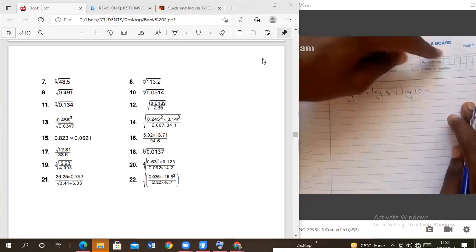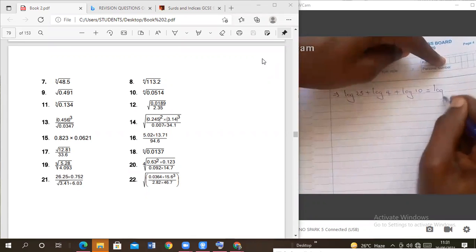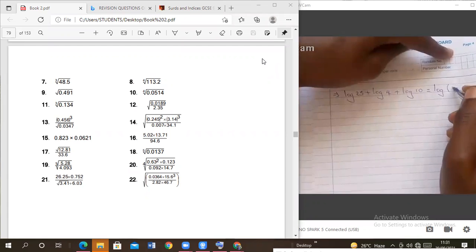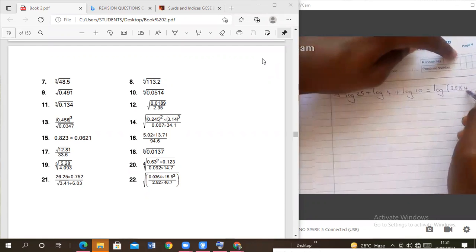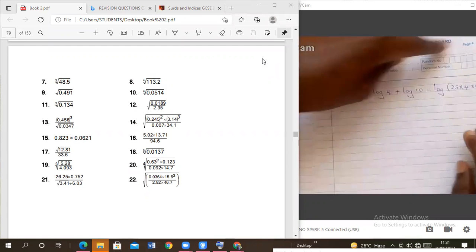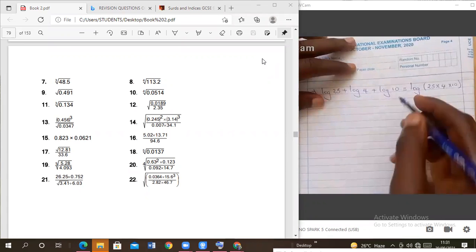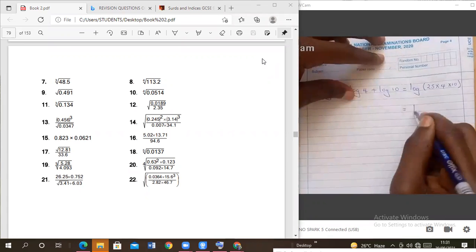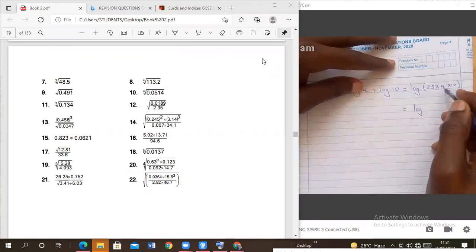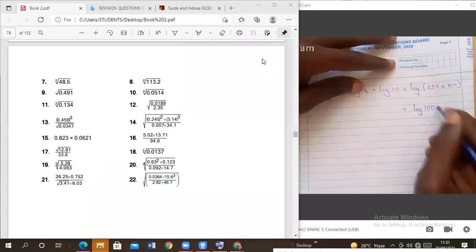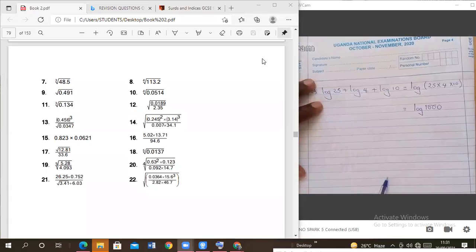Addition. So what do we do to the logs to get a single log? We multiply. So it will be 25 times 4 times 10. Which will give us log of 25 times 4, that is 100. 100 times 10, that is 1,000. Do we stop there?